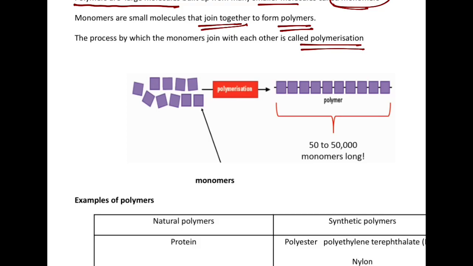So for example, you can have ethene. This is how ethene looks like. Ethene combines with itself many times to form polyethene. So ethene is the monomer and this is going to combine with itself several times. So you can have 50,000 ethene molecules that combine and form polyethene.